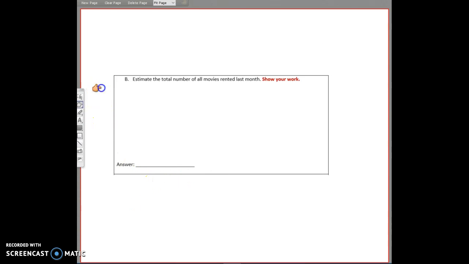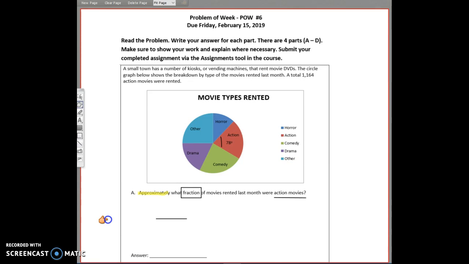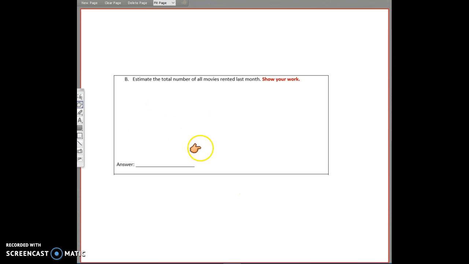Okay. B, estimate the total number of movies rented last month. So you'll need part A to answer this. Part A is going to tell you the portion or the fraction of action to the total. They also gave you the actual total number of action. So if you know the fraction or the portion of action to the whole, what fraction of the movies were action, you'll have that fraction. And you have the total number of action movies. You should be able to set up a proportion to solve for the total number of movies rented last month.